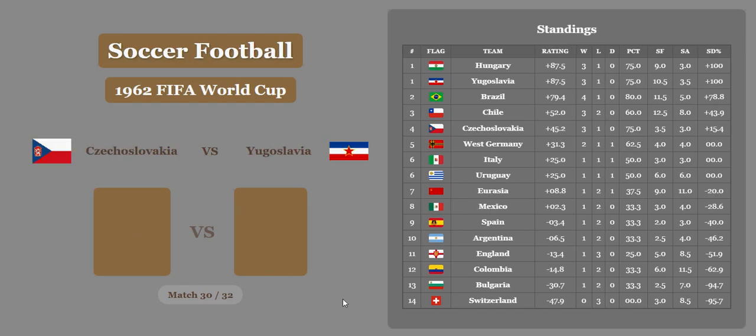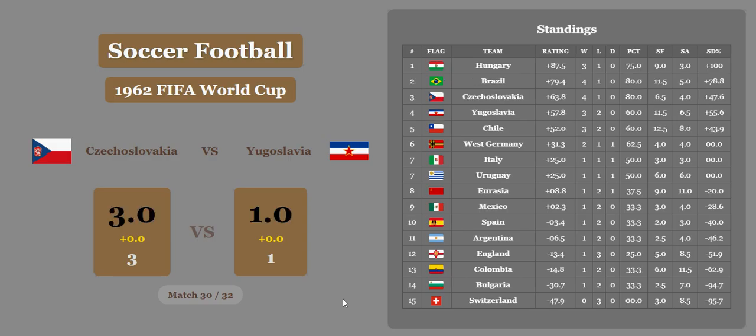So Czechoslovakia versus Yugoslavia here. Yugoslavia in 1st, Czechoslovakia in 4th, and Czechoslovakia wins it. 3-1, and that will put them in third, and Yugoslavia will fall to fourth place. And we got 2 matches left.